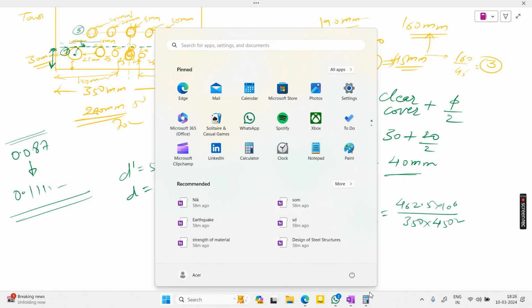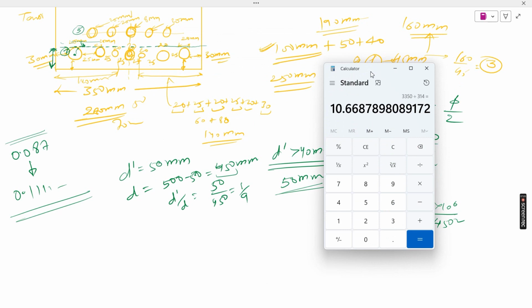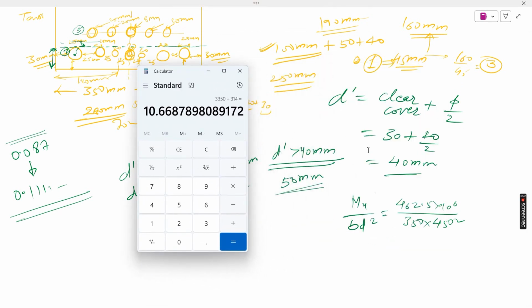Once again, I am just giving you an idea. Don't be nervous about these things, because it's somewhat complicated due to this type of calculation. This is for your practice. That's why I am giving this type of thing to you.